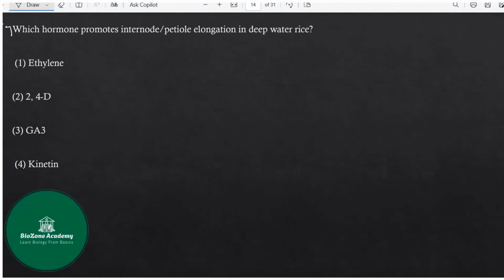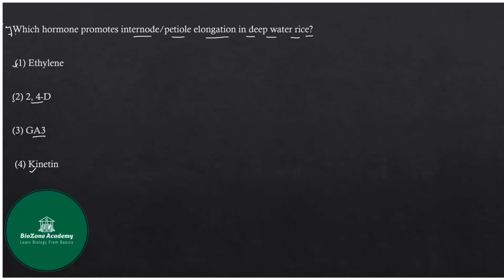Next question. Which hormone promotes the internode or petiole elongation in deep water rice? The options are ethylene, 2,4-D, GA3, where GA3 is gibberellic acid, and kinetin. So the correct option is ethylene.